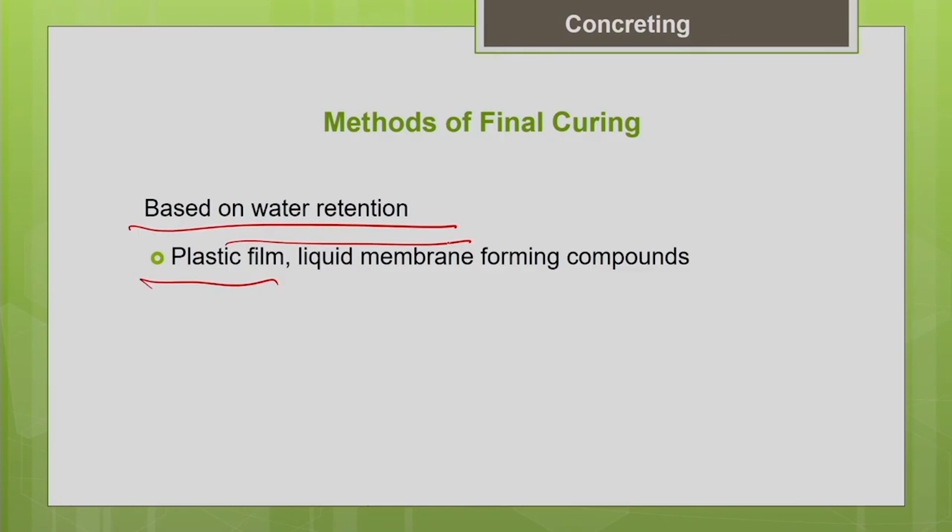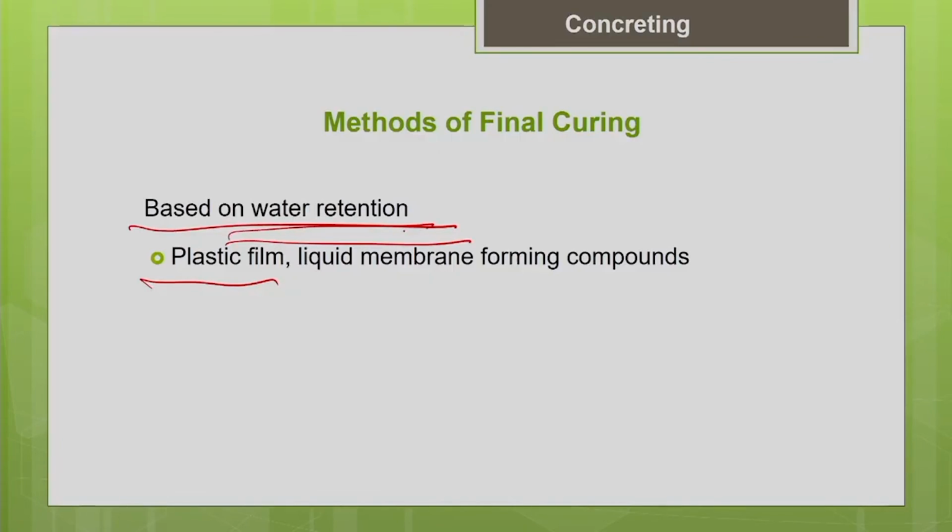It depends upon the accessibility of the structural elements for the water application. In some cases we have to go for water retention only, because it is not possible to continuously supply water for the curing. So, cover it with a plastic film, or you can also spray some curing compounds. These are entirely different from the evaporation reducers we have discussed earlier, which we apply before the finishing of the concrete, that is for initial curing. These membrane forming compounds or curing compounds are used for the final curing.